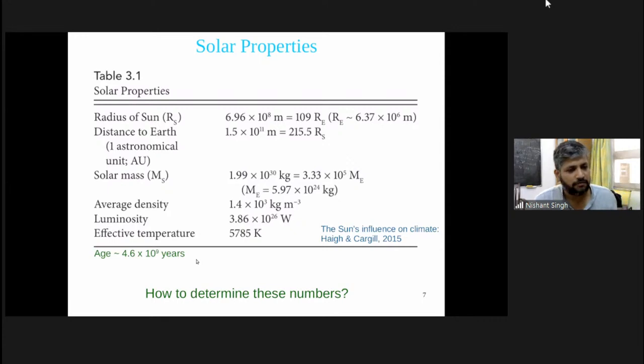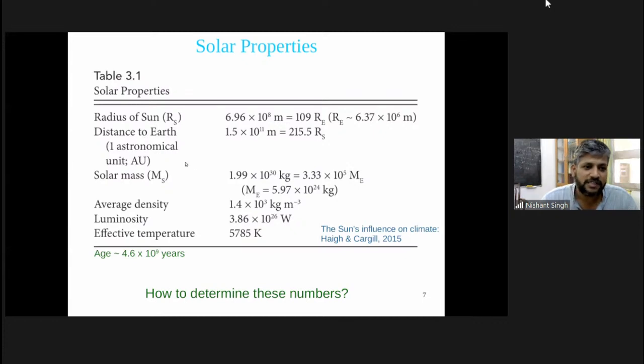One must wonder, if one is just beginning the subject, how do we get these numbers? Where do these numbers actually come from? This is an interesting thing, and in a single lecture it is not at all possible to tell you even two of these numbers, how they come about.